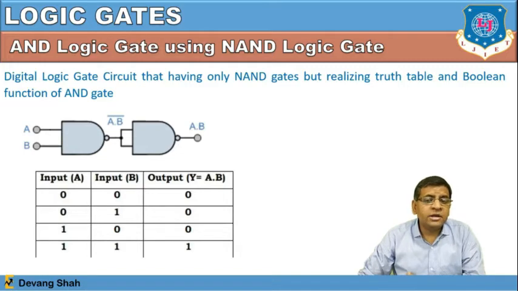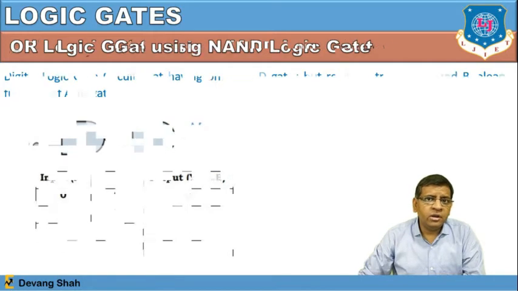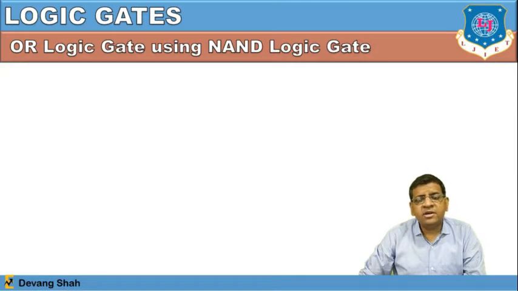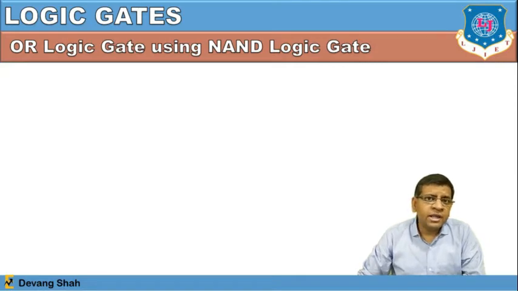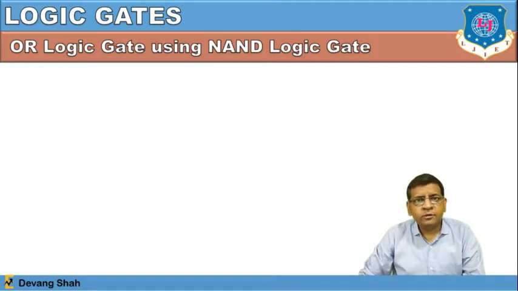So this is how you can make an AND gate using NAND gates only. In the same way, one more basic gate is the OR gate, and you have to realize the OR gate using the NAND gate. So how can you do this? Just think for a couple of seconds.